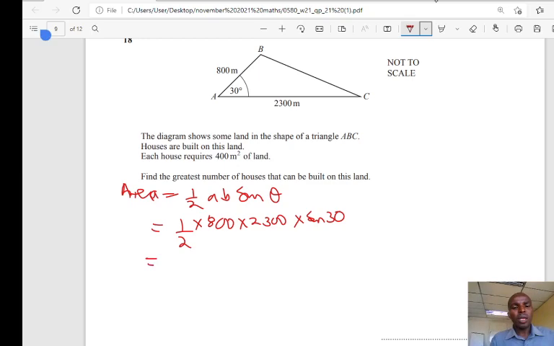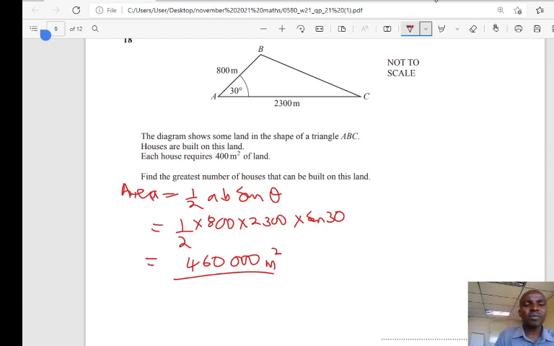So you can say here, let's multiply here. Half times 800 times 2300 times sine 30. Make sure your calculator is in degrees. It will be 460,000, right? 460,000, and these are square meters. Then each house requires 400 square meters, but we have in total 460,000 square meters.